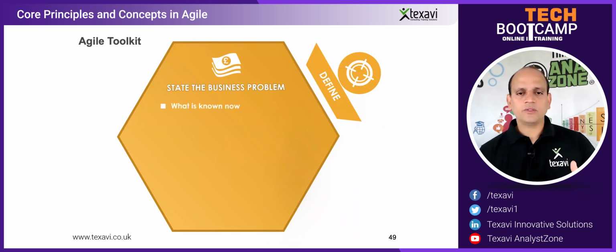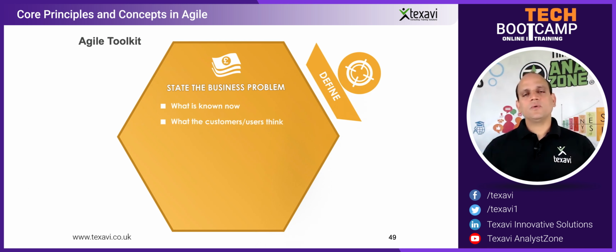So what is known now? How do you state this business problem? What do we know now about that particular situation? What is currently known to us? And what are the customers and users thinking about it at the moment? What is their perception? Their perception is different from what you think it is.